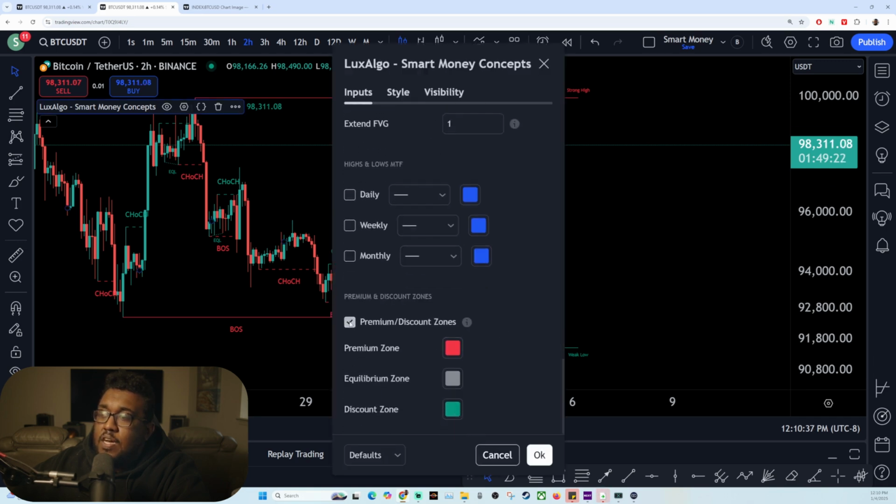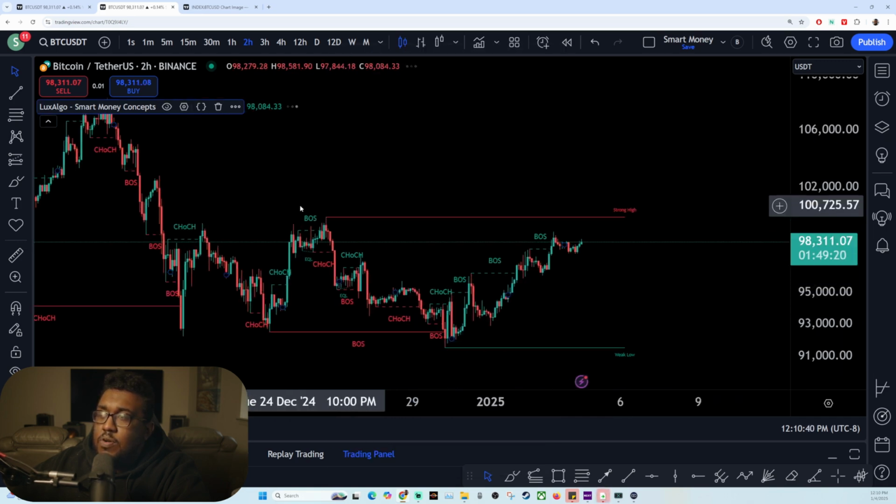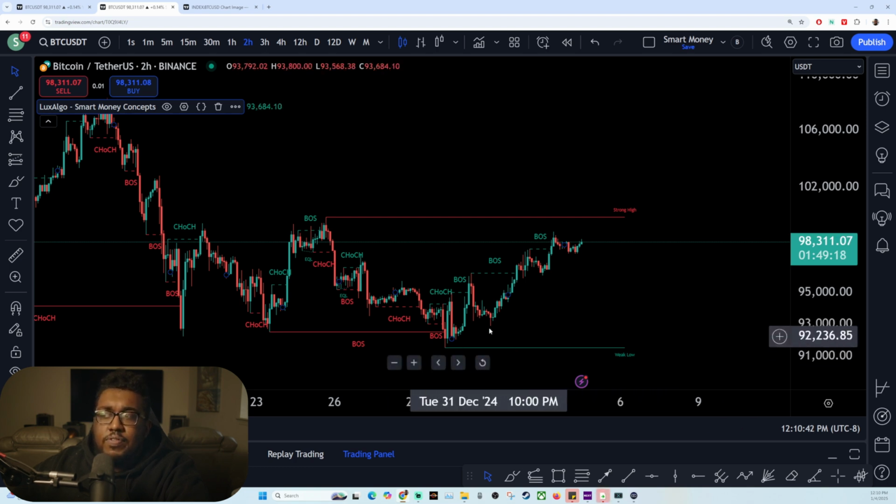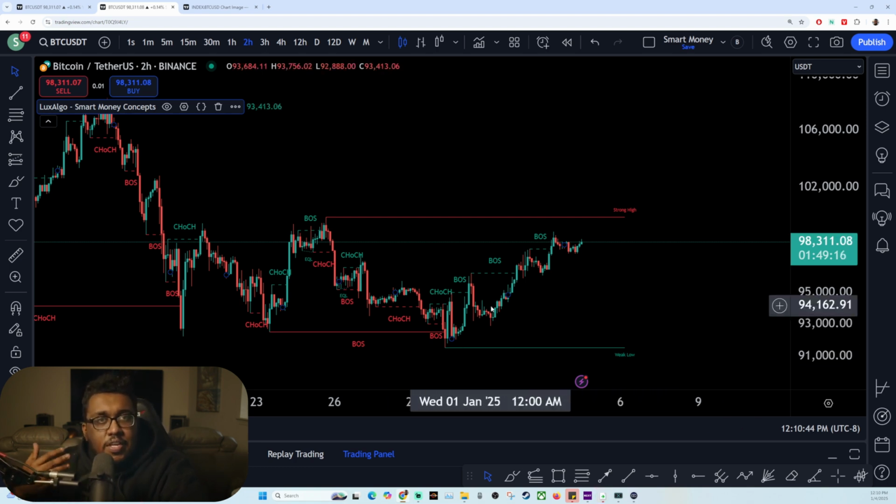For me, I keep these off, but you guys can see, oh yeah, there's a level of resistance there. Oh yeah, there's a level of support there. You can see it after you get used to it. But as a new trader, I'd actually say a lot of you guys would probably benefit from having that on your screens, especially if you guys don't like the order blocks.